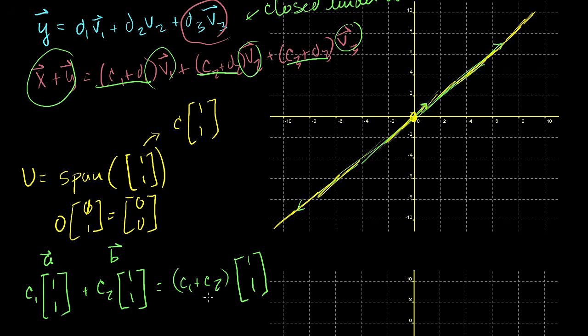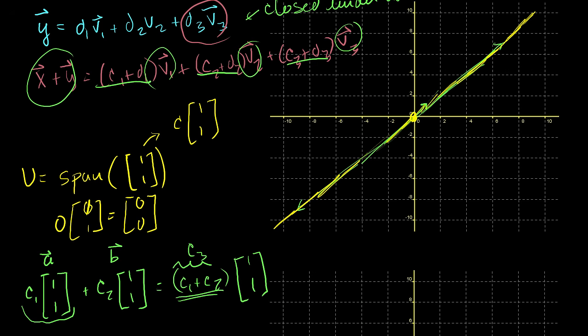Right? This is almost trivially obvious. But clearly, this is in the span. It's just a scaled up version of this. This is in the span. It's a scaled up version of this. And this is also going to be in the span of this vector, because this is just another scalar. We could call that C3.